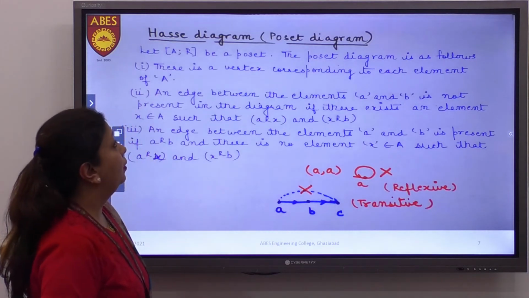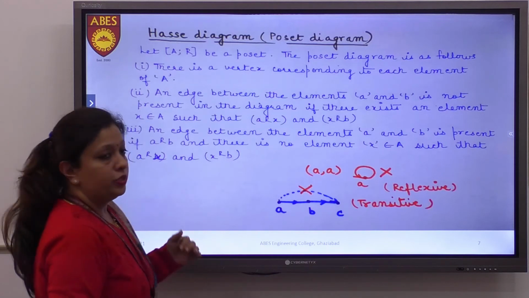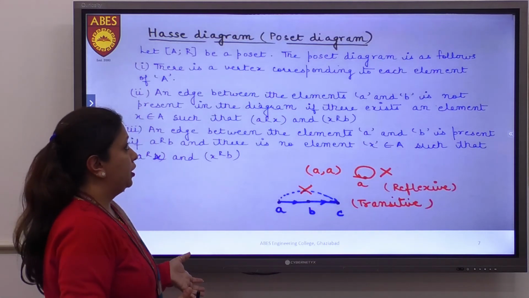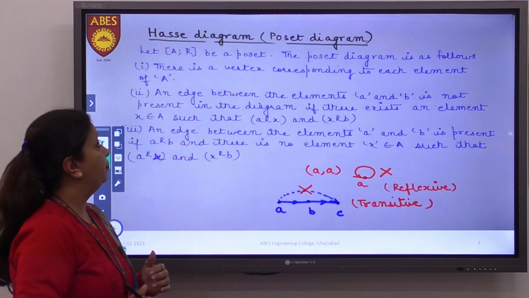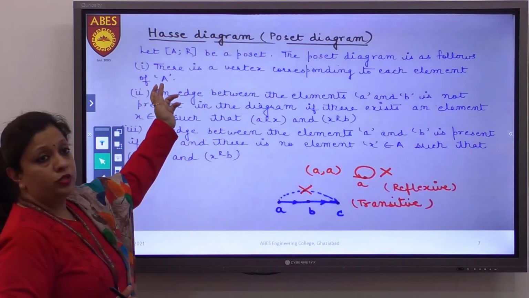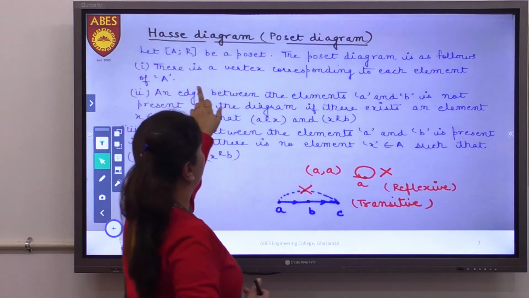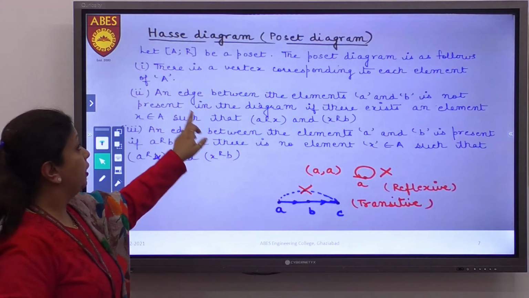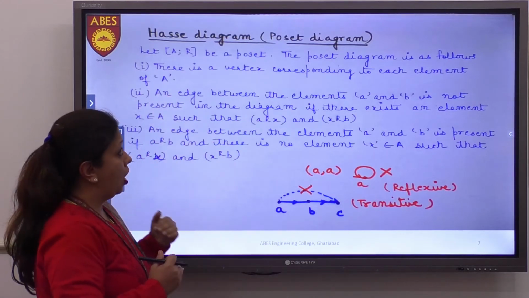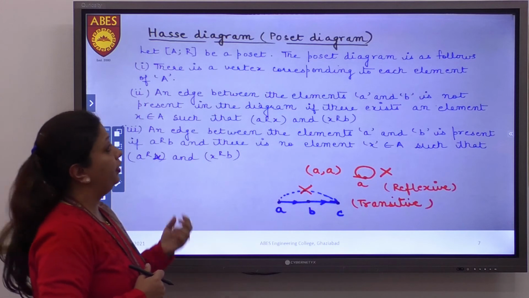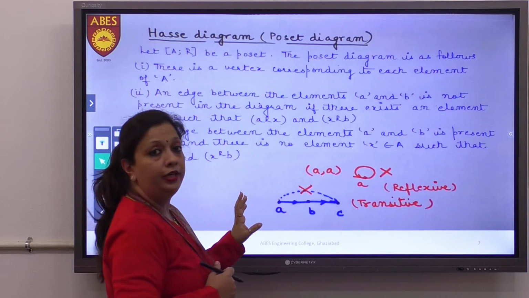So now we will be talking about the Poset diagram, also known as the Hasse diagram. The Poset diagram is used to depict a poset. There are a few rules through which you can draw the nodes and the edges in the Poset diagram. Suppose I have a poset A with a relation R. The Poset diagram is as follows. First thing to remember is there is a vertex corresponding to each element of A. Whatever elements we have in set A, there will be a vertex in the Poset diagram corresponding to that element.